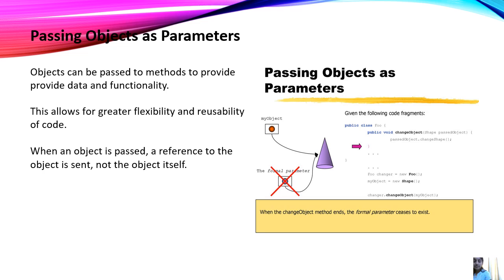So now let us see passing objects as parameters. Objects can be passed to methods to provide data and functionality. This allows for greater flexibility and reusability of code. When an object is passed, a reference to the object is sent, not the object itself.